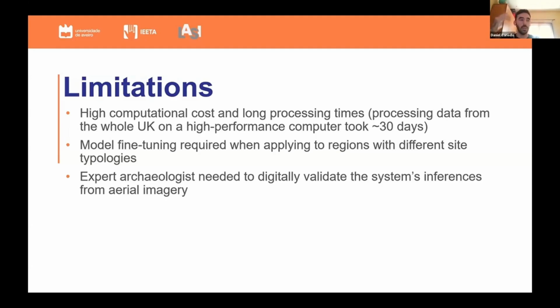And the last point, we still require an expert archaeologist to validate the inferences from aerial imagery in that human in the loop approach. This is a difficult task for the archaeologist because he has to validate thousands and thousands of inferences, but this step is crucial to obtain a good result because we still need this collaboration between human expertise and AI to improve the results.